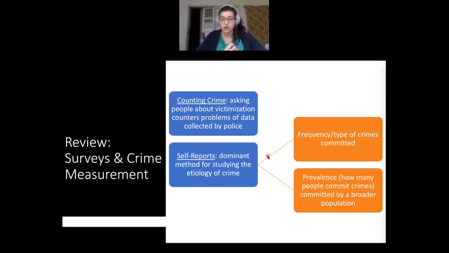And so that's pretty broad, compared to experimental methods, which are much more based off of explanatory means. Surveys can be used in a wide range of research purposes, which is part of what makes them so popular.